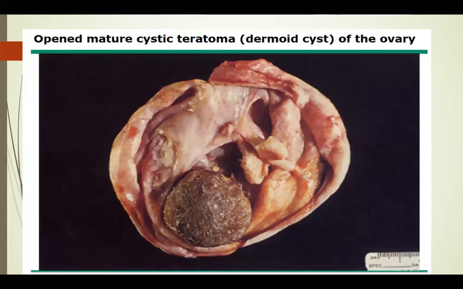So this is an open mature cystic teratoma, and I'm sure most of you saw one. You will see that there is a spacious material, whitish, yellowish-greenish material. You can see some teeth, bone, and this ball of hair.